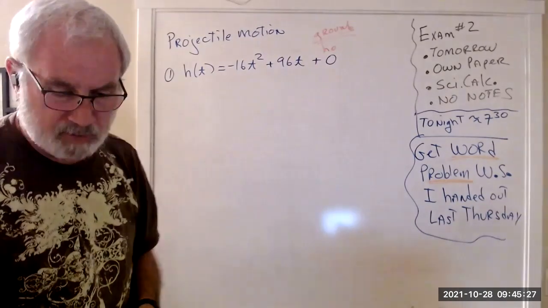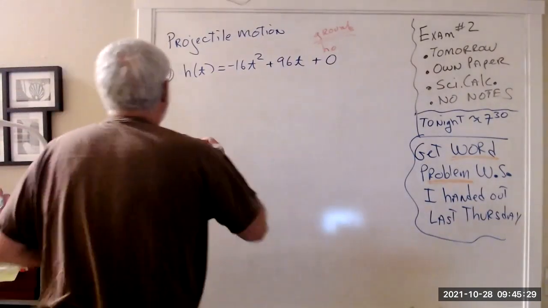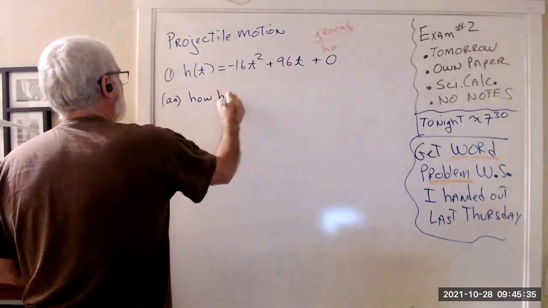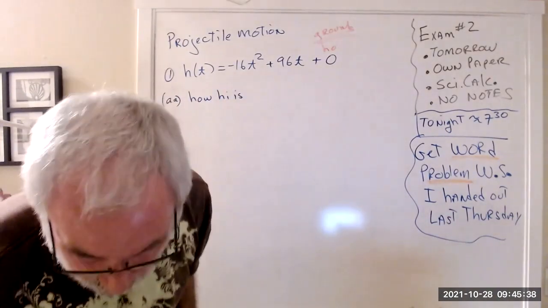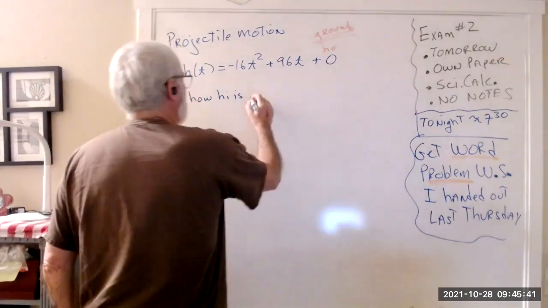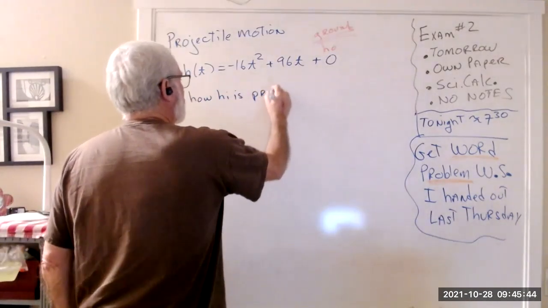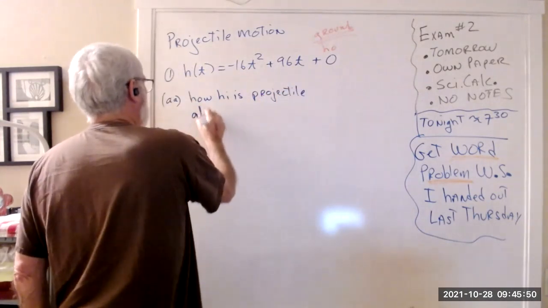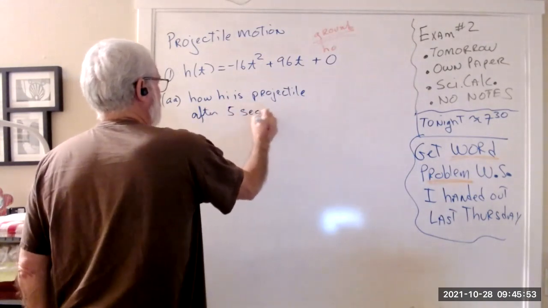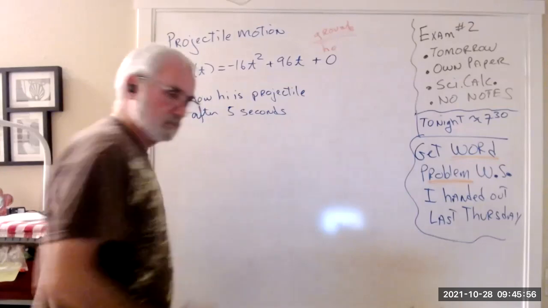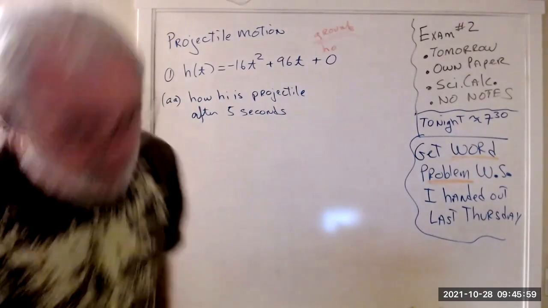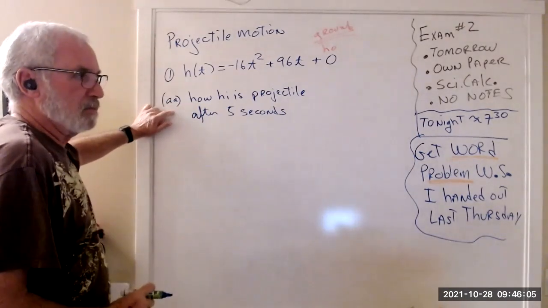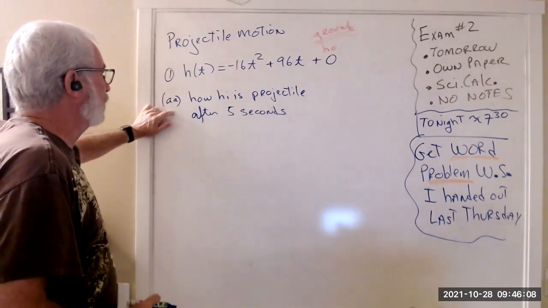I'm going to add a new problem to this. I'm going to add question double A. How high is the projectile after 5 seconds? Yeah, because this is time in seconds. So this was not a question on the worksheet. I added it. How high is the projectile after 5 seconds?